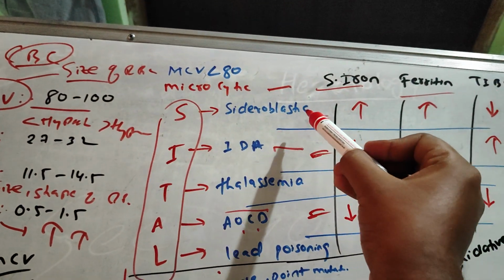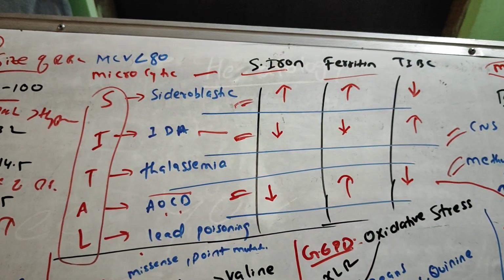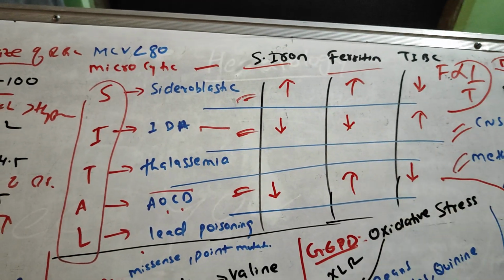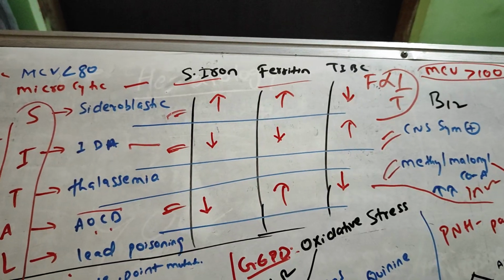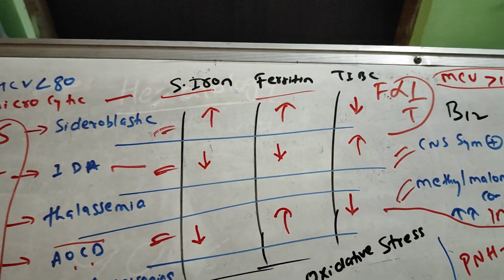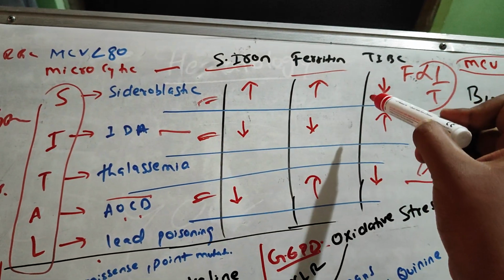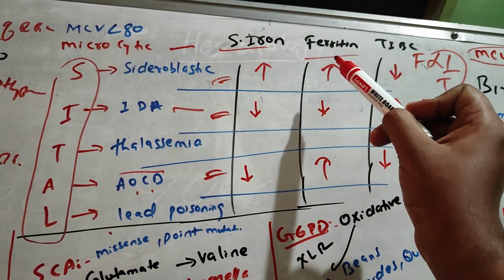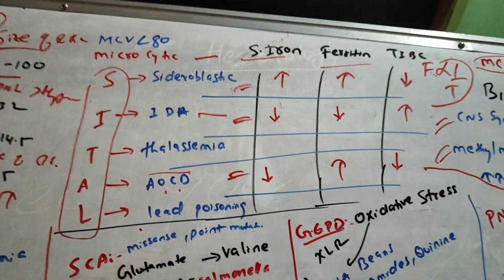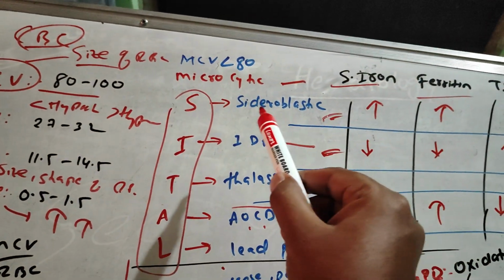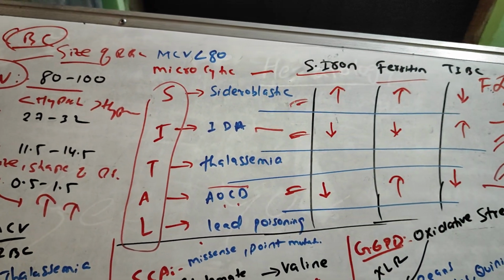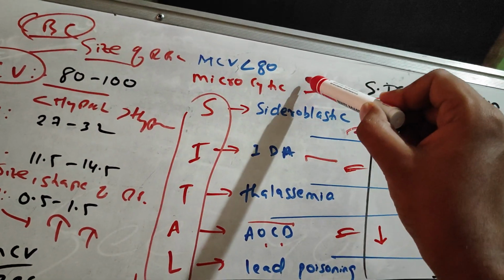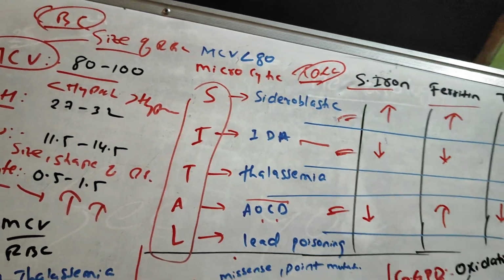In sideroblastic anemia, guys, always remember one thing: ferritin is always inversely proportional to TIBC, the total iron binding capacity. If there is more ferritin, there is less TIBC. If ferritin is high, TIBC is low. So see here, sideroblastic anemia. In the history, they will give that there is a high iron level. Sideroblastic means it is due to toxicity, due to iron overload.